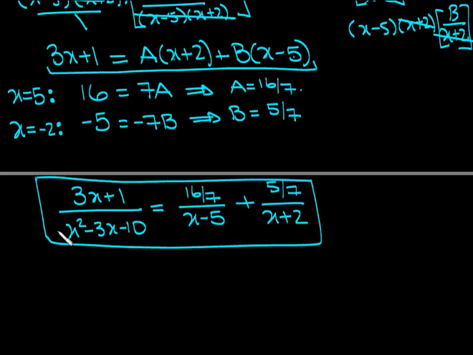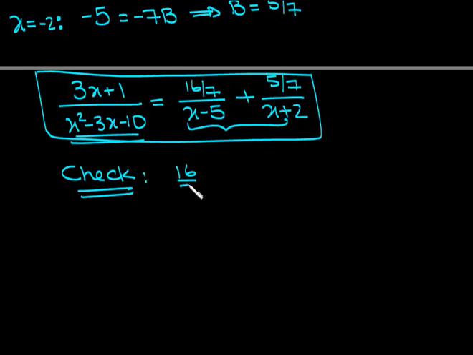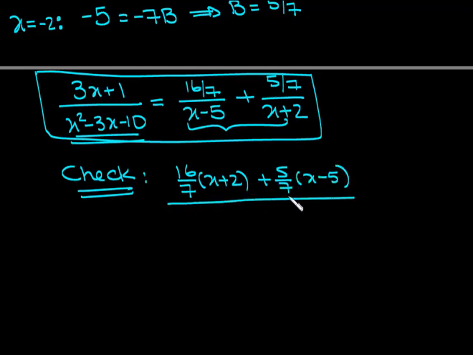Okay, let me just convince you for a second that that is the answer. So let's just go ahead and add this. We're going to check to see if we get this back. So the common denominator is just x plus 2 and x minus 5. I'm going to multiply the top by x plus 2. So we get 16/7 times x plus 2. I'm just doing this fast just to show you. Plus 5/7 times x minus 5, divided by x minus 5 and x plus 2.